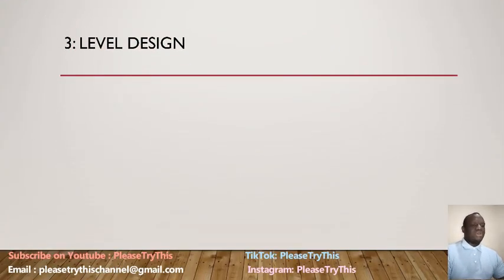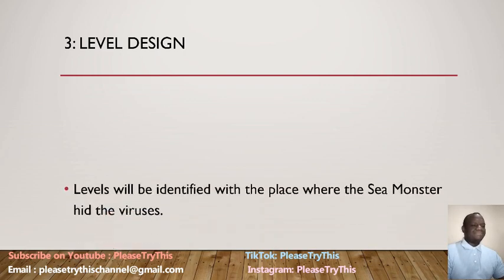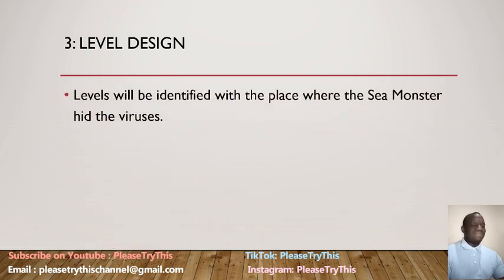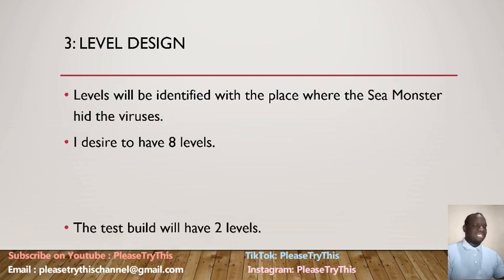And now let's go on to the level design. My plan probably is to have 8 levels, and each level is going to be defined by a place where the sea monster has hidden the viruses. So the player has to go and destroy these viruses before the sea monster unleashes a pandemic on the world. So the player has to destroy all the viruses so that another pandemic does not hit the earth.